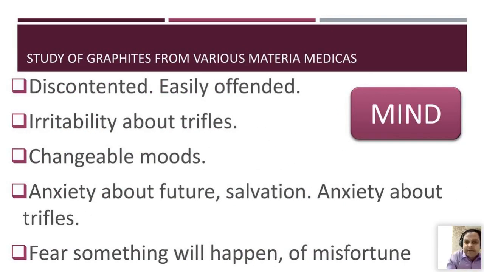Discontented. Always discontented. Discontentment is also very prominently seen in arsenicum crude and nitric acid. And in general, it is a tubercular trait. So when discontentment is very prominent, you think of graphites, nitric acid, tubercular miasm in general. And when there is contentment, obviously opium, everyone knows that.